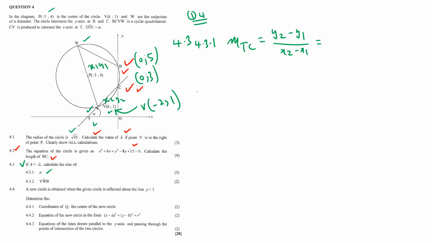So we're good. Meaning now we want to find the value of alpha, so we can find the gradient of TC. We can call this x1, y1 and x2, y2 in any order; this order is symmetric. So y2 is 1 minus y1 is 3, divided by x2 is minus 2 minus x1 is 0, and therefore the answer is minus 3 over 2.